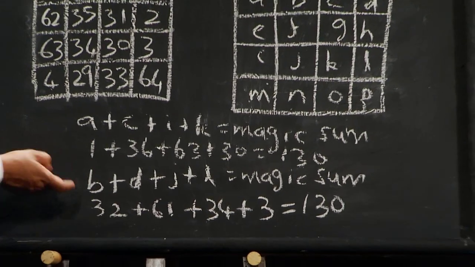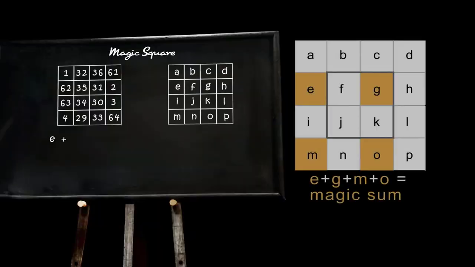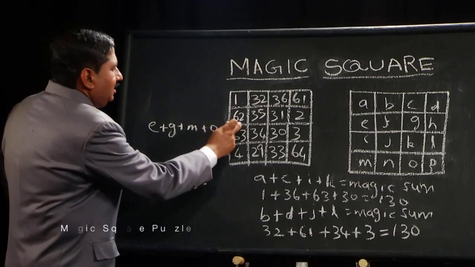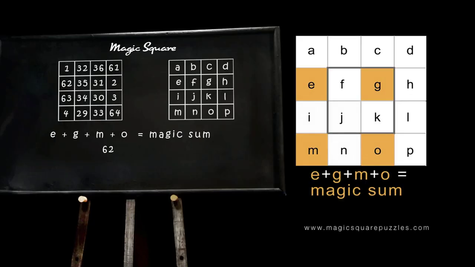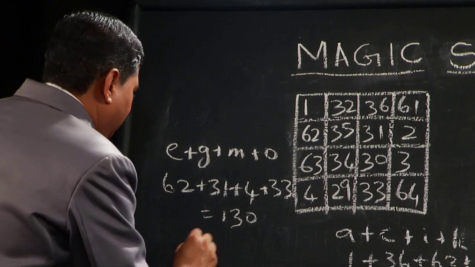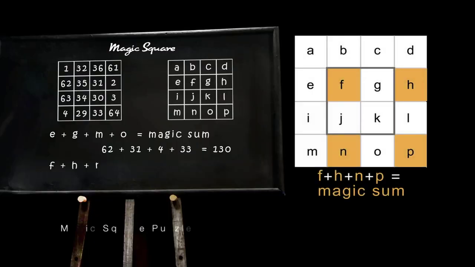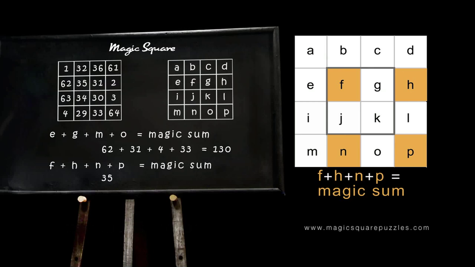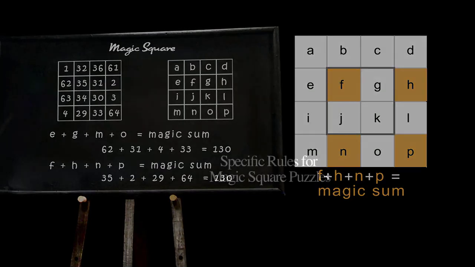Okay, there are two more rules like this. I will tell you now. E plus G plus M plus O. That also gives you the magic sum. E is 62, G is 31, M is 4 plus O is 33. This again gives you 130. One more rule is there. That is F plus H plus N plus P. Again gives you the magic sum. F is 35, H is 2, N is 29 and P is 64. This again gives you 130.